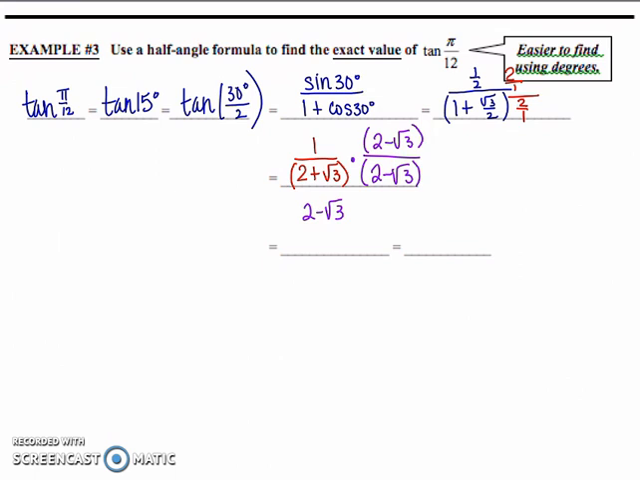In the denominator, 2 times 2 will give me 4. My inners and my outers will cancel, and square root of 3 times negative square root of 3 will give me negative square root of 9, which simplifies to negative 3. So I end up with, in the bottom, 4 minus 3 is just 1. So my answer is just 2 minus the square root of 3 over 1, or just 2 minus the square root of 3.